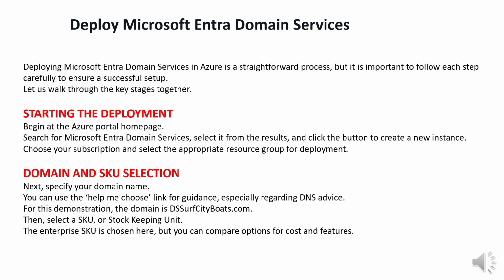Domain and SKU selection. Next, specify your domain name. You can use the Help Me Choose link for guidance, especially regarding DNS advice. For this demonstration, the domain is dsssurfcityboats.com. Then, select a SKU, or stock keeping unit. The enterprise SKU is chosen here, but you can compare options for cost and features.